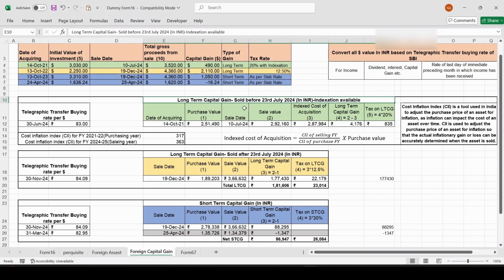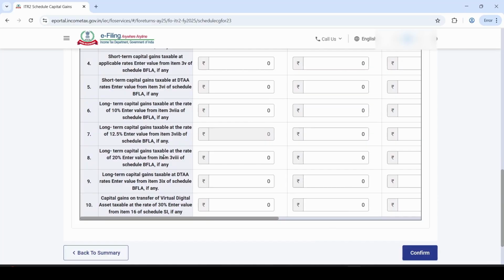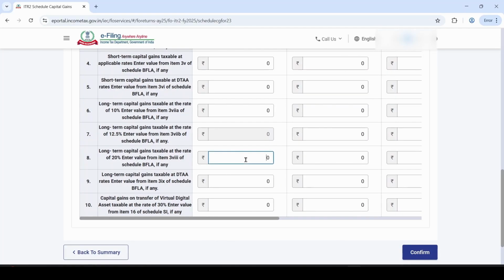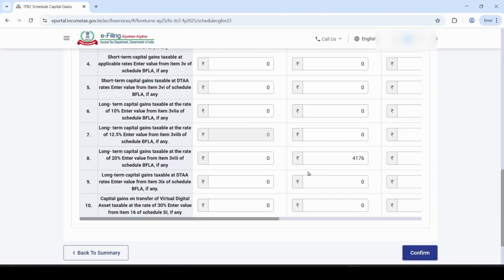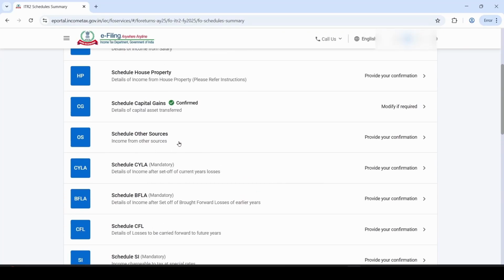Long-term capital gain sold before 23rd July 2024 is this, and our sale date is 10th of July. So it will come under point number 8. 10th of July will come under second column. So our gain is 4,176, and these values should be matched with your BFLA. So you can cross check with BFLA and fill accordingly, otherwise error will occur. Now click on confirm.